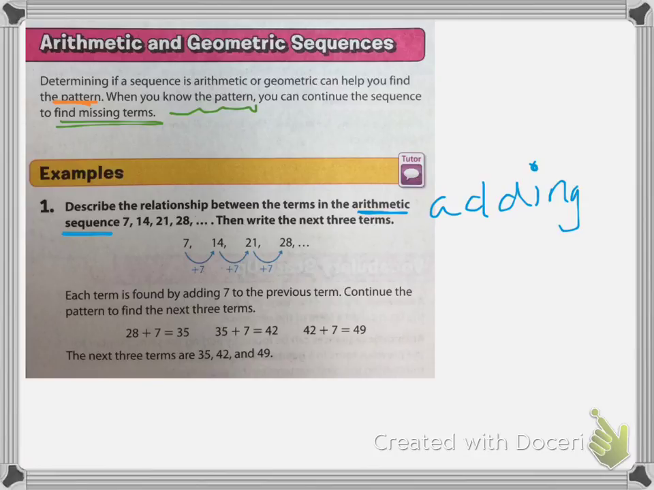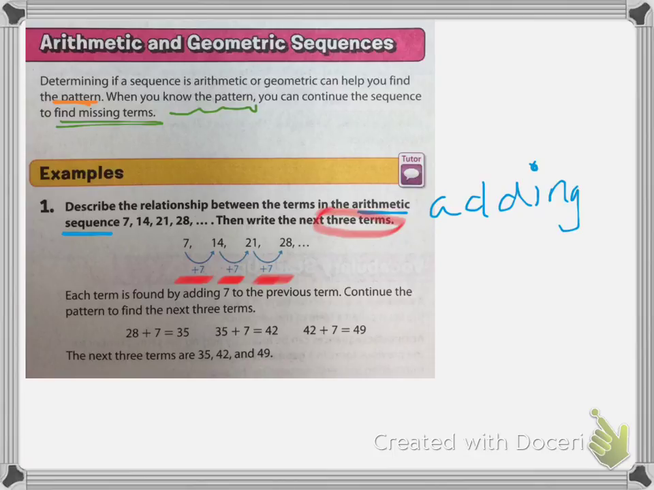So to get from 7 to 14, you need to add 7. You can see they've done that here. Let me change colors so that you can see. You can see they've done that here. Add 7, you get to 21. Add 7, you get to 28. And remember, they're asking you to add the next 3 terms.